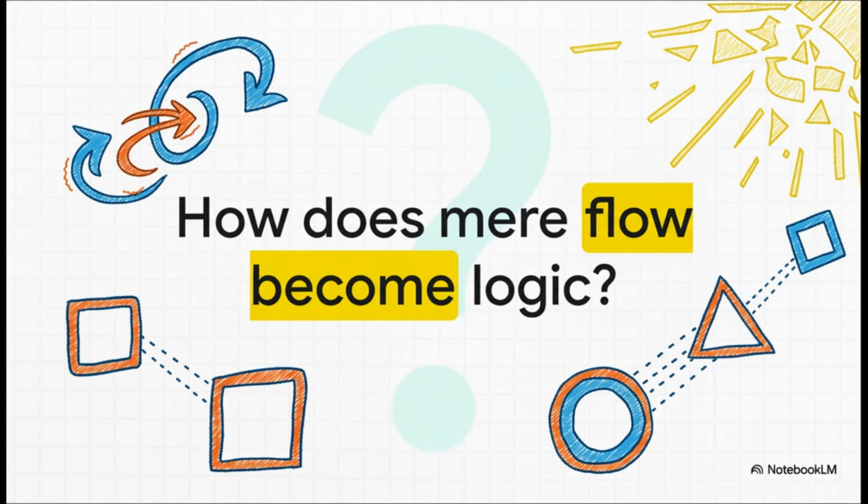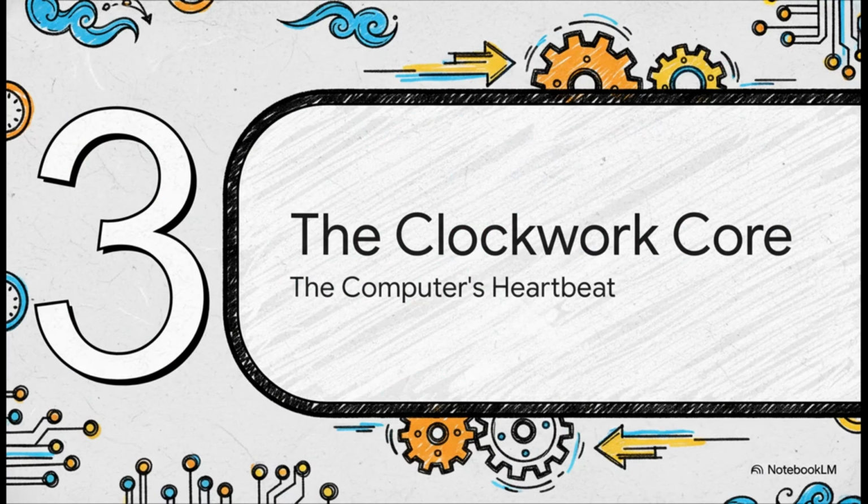All right, so we have a steady, guided flow of energy. That's great, but that's just power. How does a simple current start to think? How does mere motion become actual information? Well, the answer lies in giving all of that motion a rhythm, a heartbeat. And that brings us to what you could call the clockwork core of the whole operation.